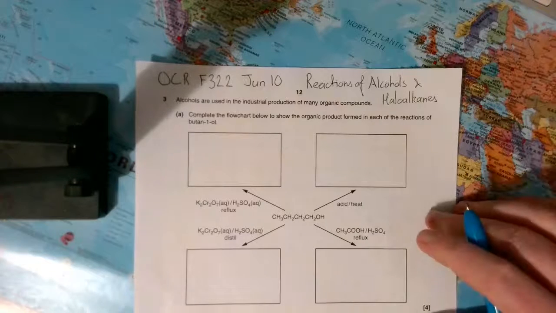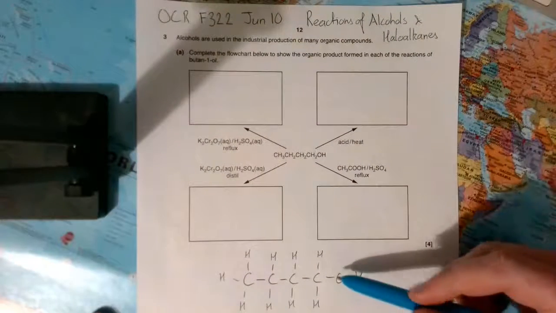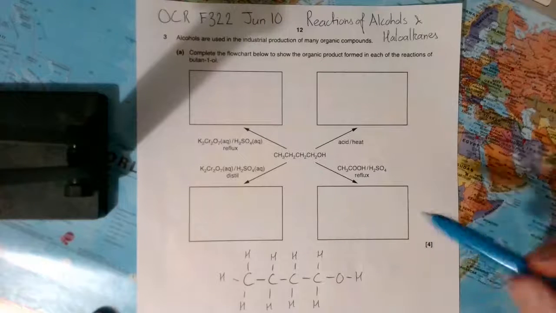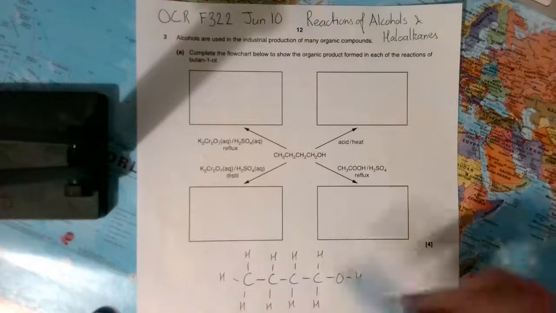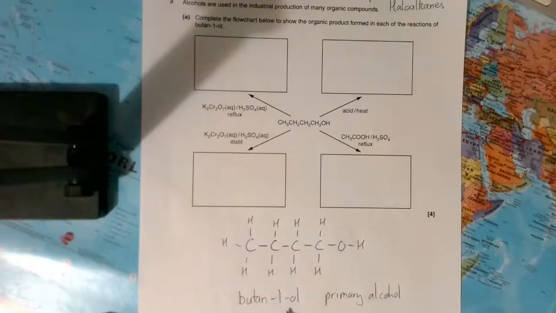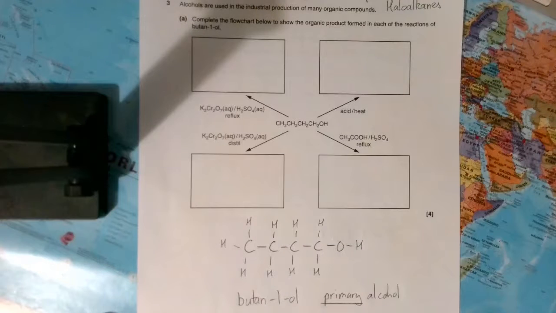the skeletal formula. Now, the very first thing that I'm going to do for any of these sorts of things is get the displayed formula, because it's really going to help. The structural formula, you can miss some things. Drawing it out, really make sure you can see where it's going. And of course, butan-1-ol, they did give you the name, but the key is it's a primary alcohol.